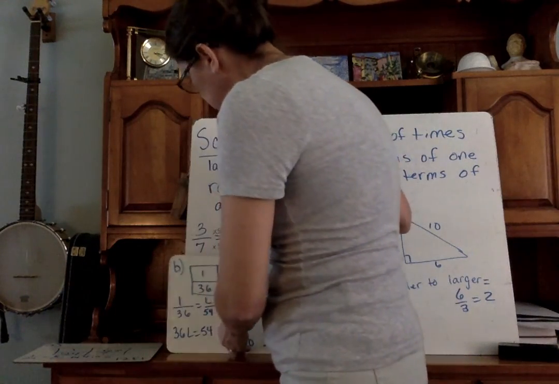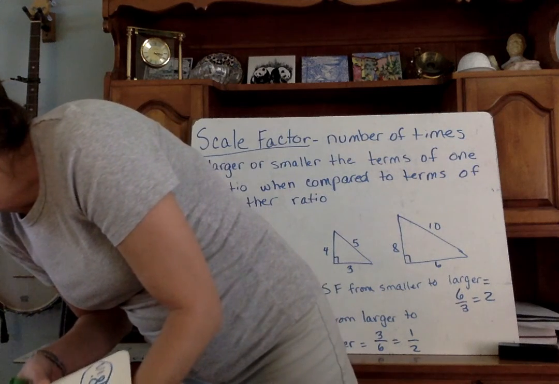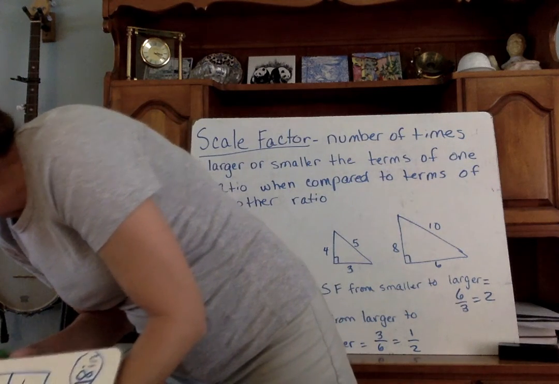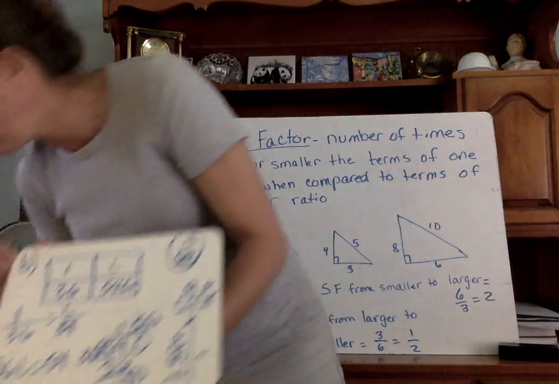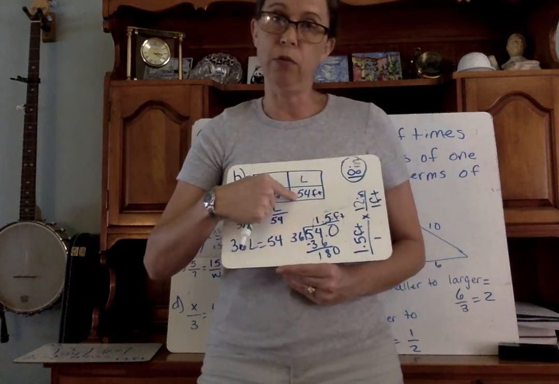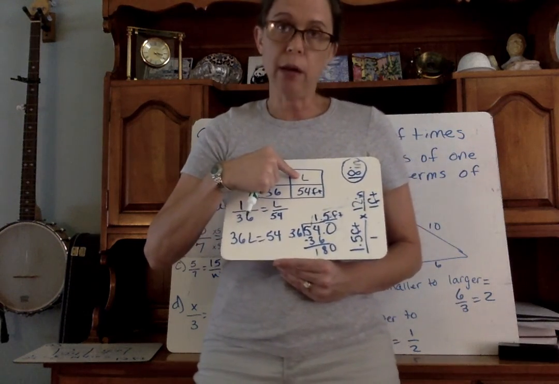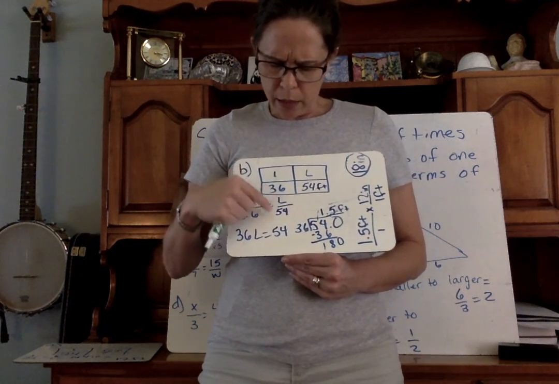On B says somebody's carving a model ship. Scale is 1 to 36. The ship is 54 feet long. Okay, so here's the scale. 1 to 36, the actual ship is 54 feet long. We want to know how long the model is going to be. So I said 1 is to 36 as L is to 54.